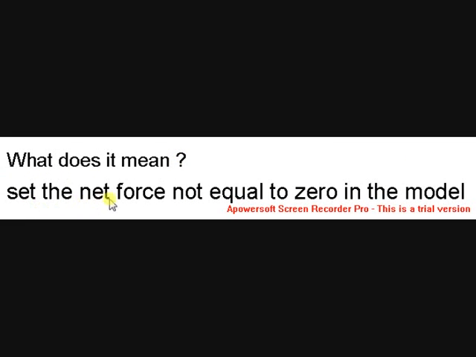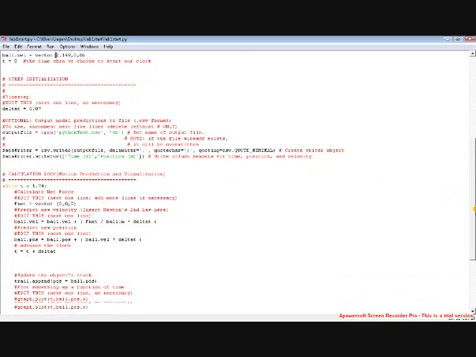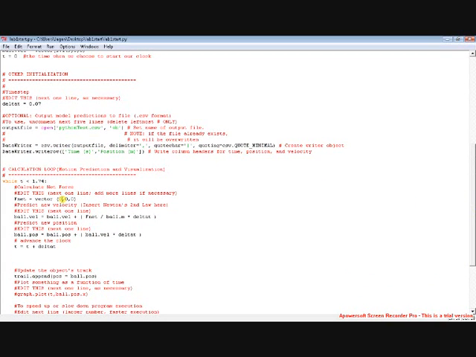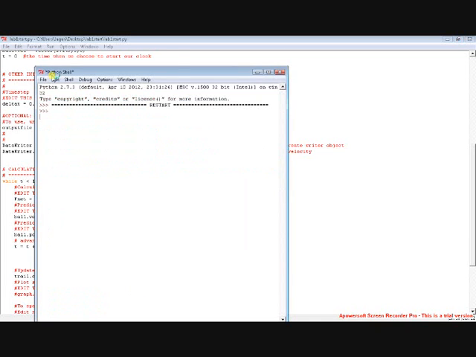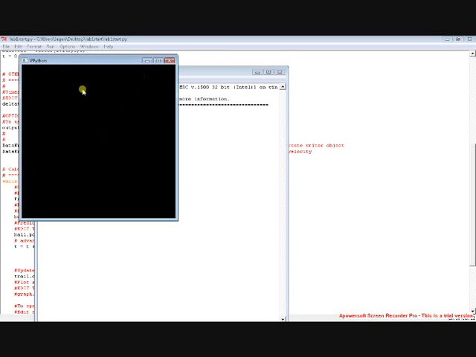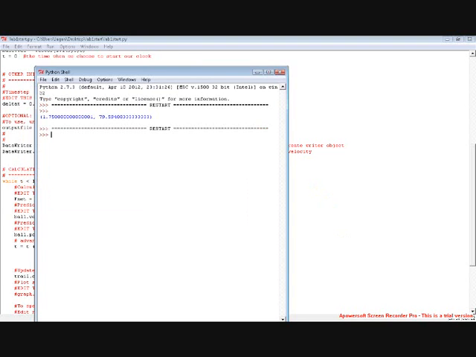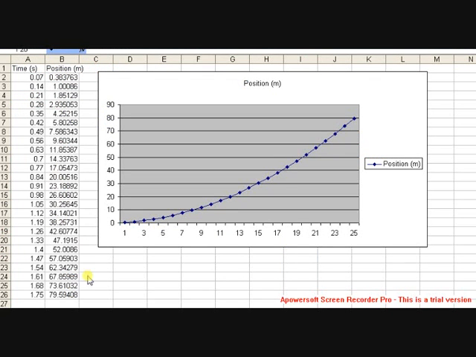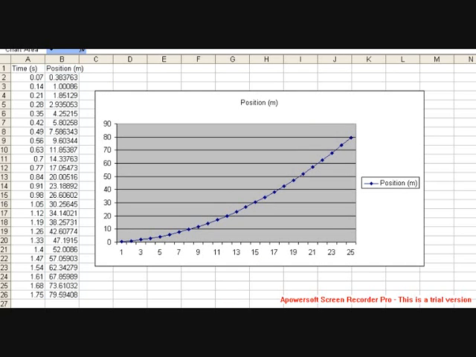So the next thing was, what does it mean if the net force is not equal to 0, which was 0 in the previous case? To edit the Python program, the net force was initially 0, so it was changed to 2 in the x and 3 in the y direction. Running the module, you get a fast ball running, something like this. The coordinate points were recorded and Excel graphs were drawn, and this shows a parabolic curve in which the displacement increases non-linearly with the increase in time.